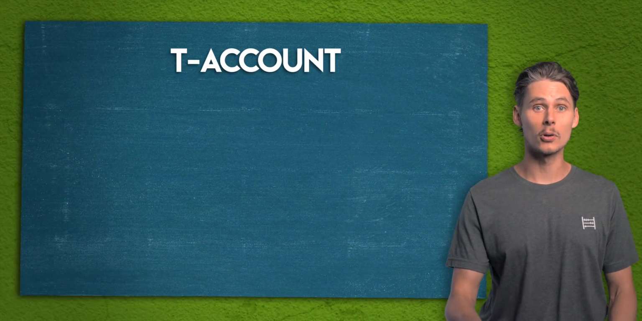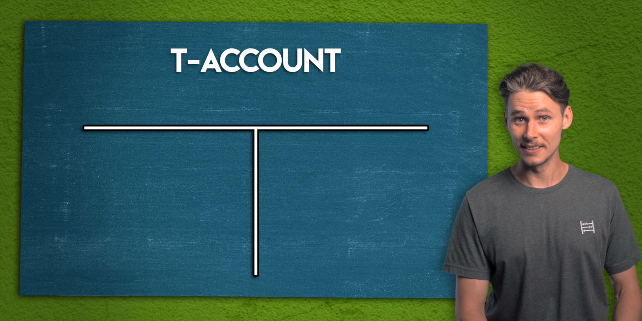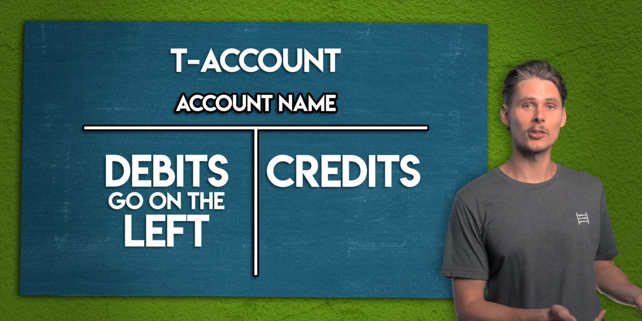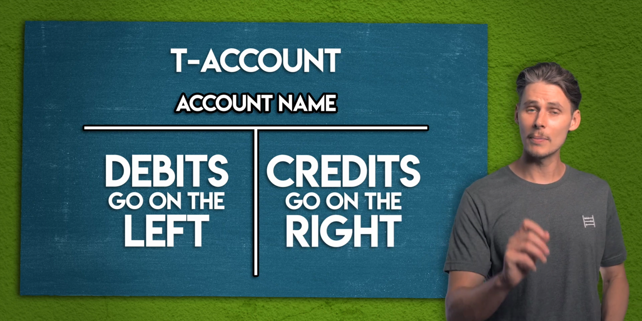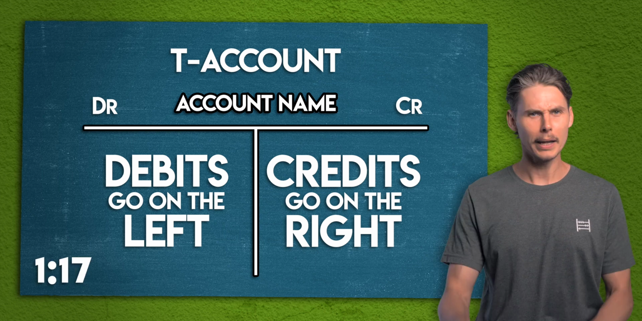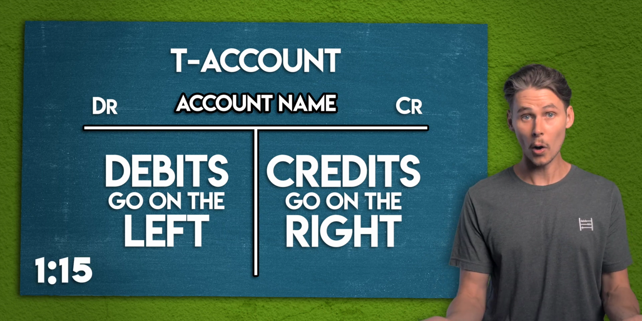They're called T accounts because they're shaped like the letter T. The account name goes on the top, debits go on the left, and credits go on the right. To help remember this, you can add a little DR and CR above each side. Now, let me show you how T accounts work.